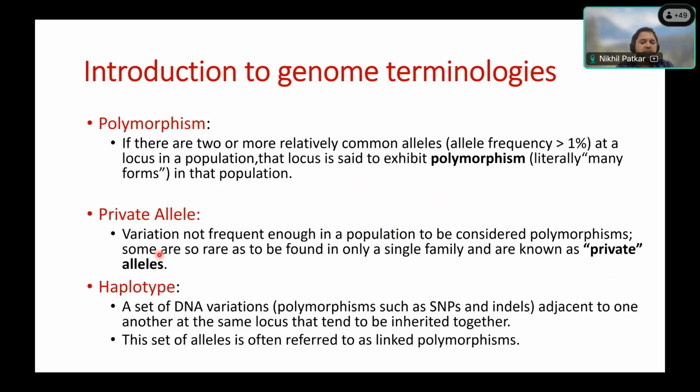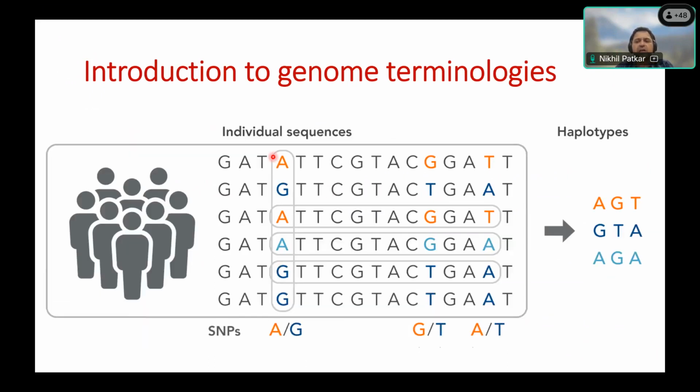Similarly, there is a concept called a haplotype, which is a set of DNA variations such as polymorphisms, which are adjacent to one another and inherited together, and these are known as linked polymorphisms. So if you have a particular set of alleles here as A, G, and T, as well as another set of alleles A, G, T, and A here, as well as a third set which is A, G, and A, these are all different haplotypes for the same region.